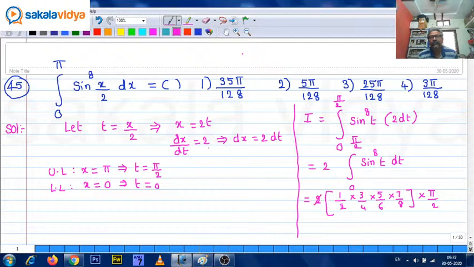This 2 gets cancelled. This equals 3 1 ja, 3 2 ja. That means 35 pi upon 4 2 ja 8, 8 is ja 64, 64 into 2, 128. So the first option is the right option.